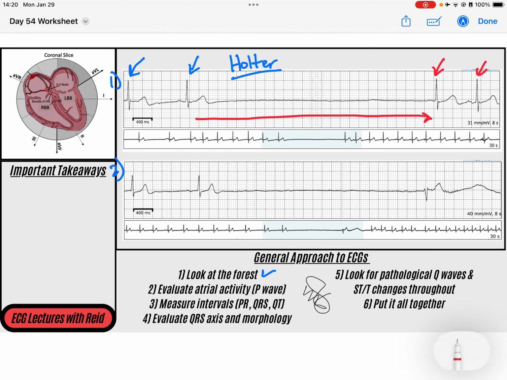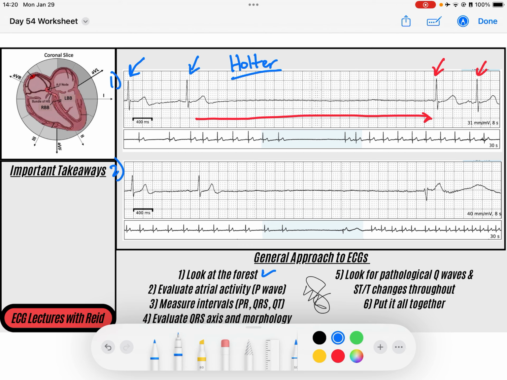What I'll notice here is before the pause occurs, we've got a narrow QRS, which makes me think that this QRS ventricular contraction is being triggered by conduction through the AV node, and we see that right in front of it we've got this nice P wave here. And then all of a sudden we've got this pause, and we need to figure out: is the pause happening because the sinus node stopped working or because there was an AV block? What is the cause of the pause in this rhythm?